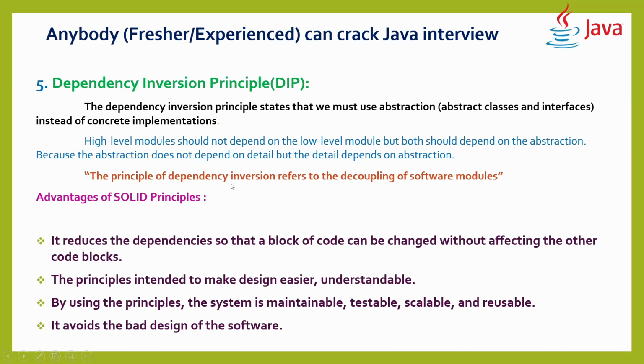I hope you understand the SOLID principles. Now we will see the advantages of the SOLID principles. The SOLID principles reduce dependencies so that a block of code can change without affecting other code blocks. The principles are intended to make design easier and understandable. By using these principles, the system is maintainable, testable, scalable, and reusable. It avoids bad design of the software. These are the most important principles in software design in Java. You should be aware of each and every principle closely.